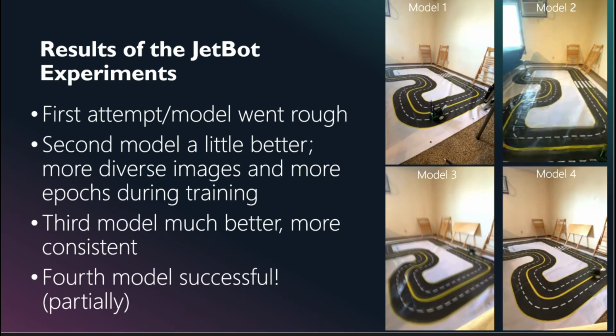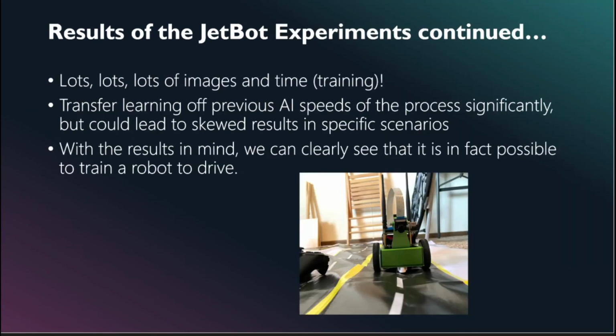And though none of the neural network attempts were perfect, this shows much potential for perfection of a neural network with enough training. So the results of this continue. Again, all we need to train a neural network to drive is lots and lots of images and time.